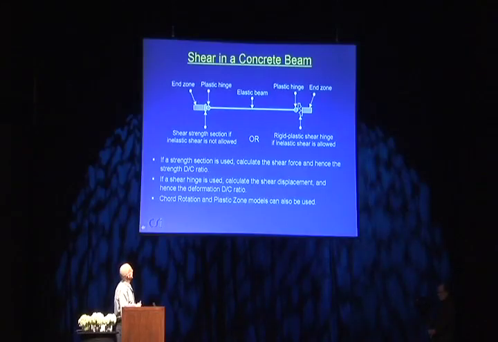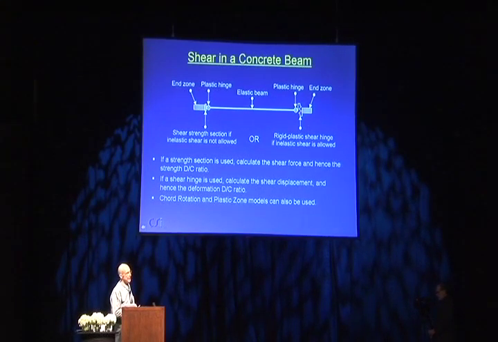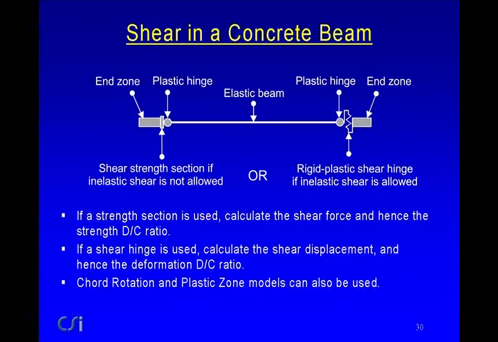In a concrete beam, it's sort of similar. You might have an end zone, a plastic hinge, elastic beam, a plastic hinge. And in the unlikely event you would allow inelastic shear deformation, you could put a shear hinge at the end, which is probably where the shearing deformation is likely to occur.